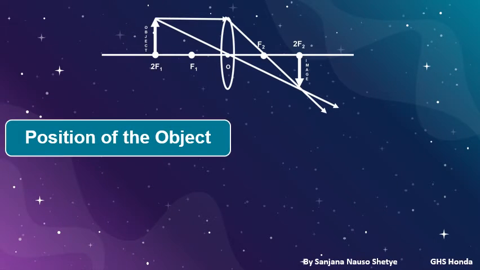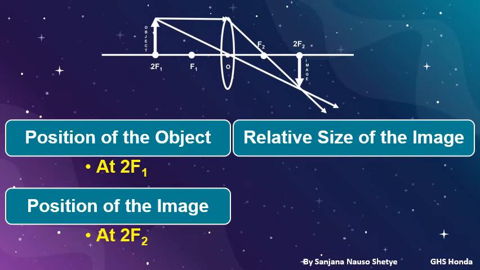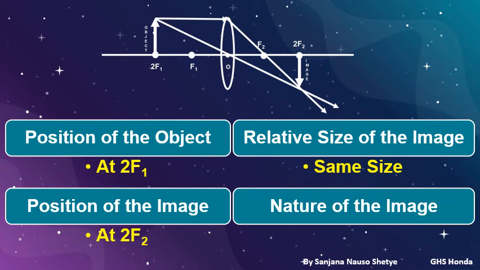From this second ray diagram, we can come to know that when the position of the object is at 2F1, the position of the image is at 2F2. Relative size of the image is the same size as the object and the nature of the image is real and inverted.